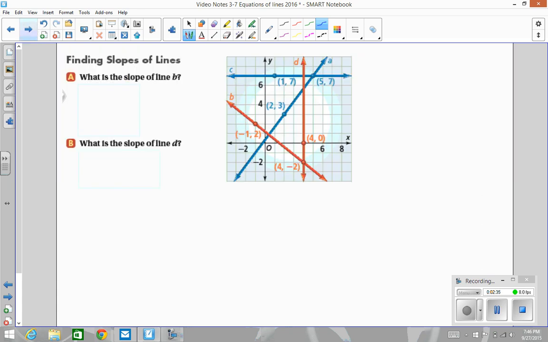All right, so what is the slope of line B? And so if we look here, there's lots of lines. Here is line B. I want you to find the slope of that line using your slope formula, and then find the slope of line D, which is right here. So pause the video and find those two slopes.